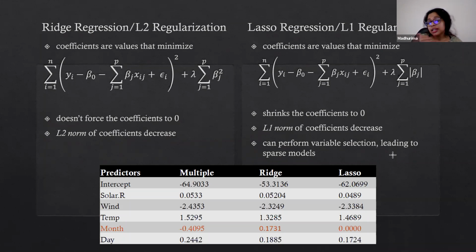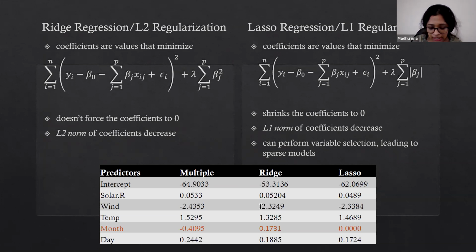The nice thing about that is we can do some kind of variable selection. We can say, okay, this variable is more important in our model, and it leads to sparse models, which is not really possible in ridge regression. It doesn't force all the coefficients to go to zero, but it reduces the value.